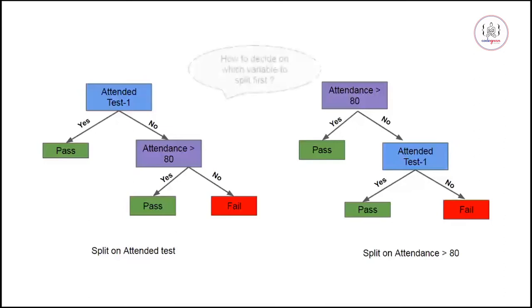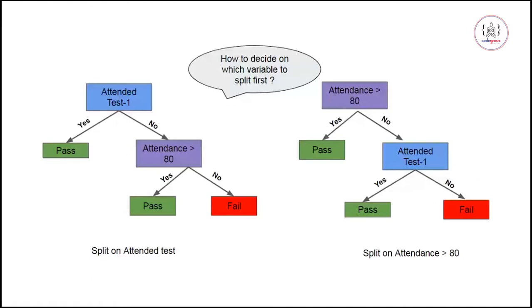So how do we decide on which variable our first split should occur? How do we decide this splitting criteria? We can have n possible decision trees, so how do we select the best decision tree for us? We are going to talk about that.